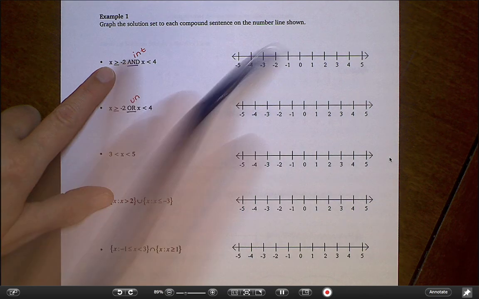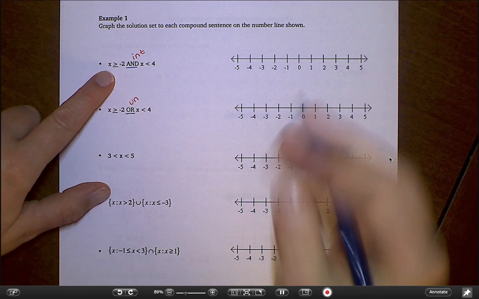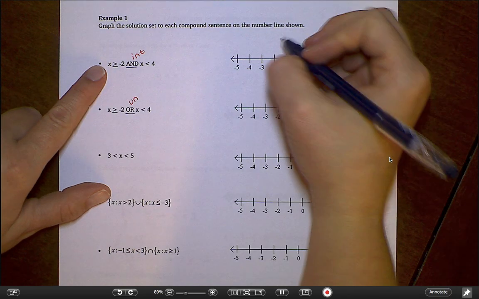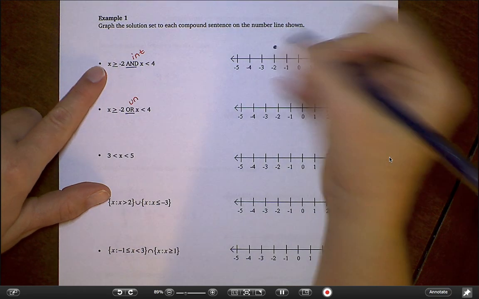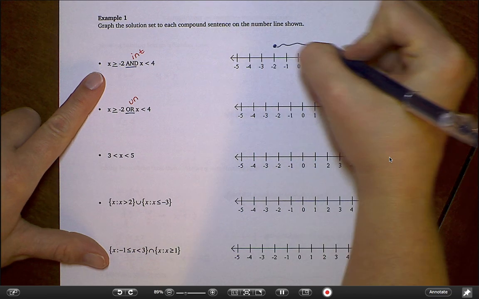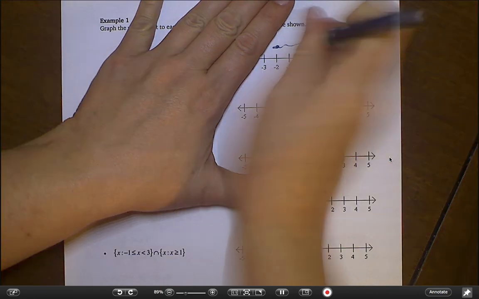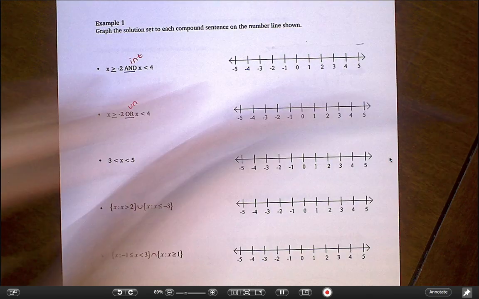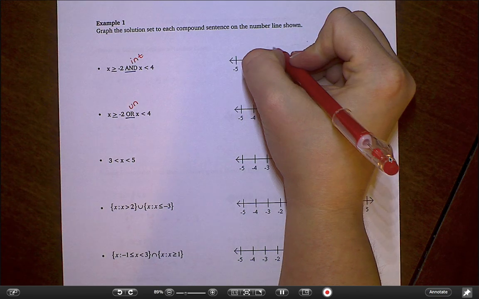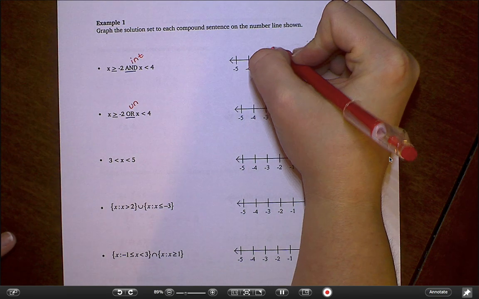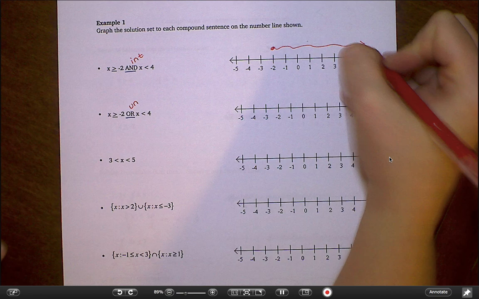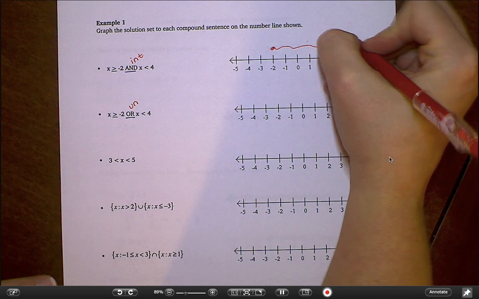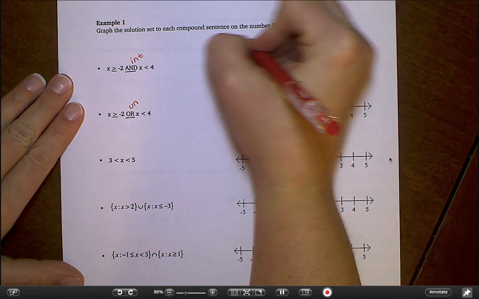So anytime I'm working with an intersection, what I typically do is do my initial shading up above the number line. So greater than or equal to -2 is going to look like this. It's going to be a closed circle on -2. Okay, actually, I'm sorry. I'm going to do this in red so you can see kind of what my sketch is versus what my final answer would look like. So this would be closed circle and shade everywhere to the right. And then x is less than 4 would be an open circle on 4 and shade everywhere to the left.